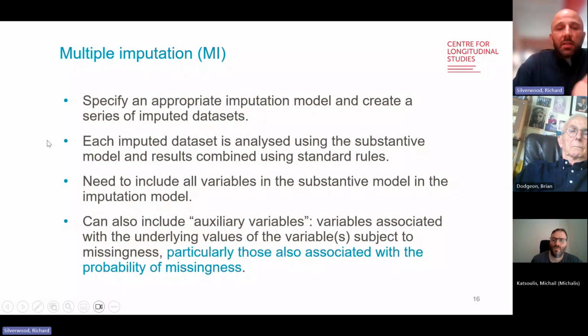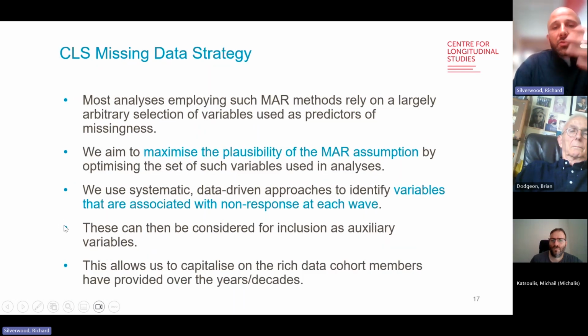And so you can see here on the previous slide where I say when we're including these auxiliary variables, we're interested in those variables that are associated with the underlying values of the variables subject to missingness. So once we've identified these variables that are associated with non-response at each wave, we can look within those and consider which of them are empirically strongly associated with the variables in our particular analysis. And there'll be particular interest in including those as auxiliary variables.